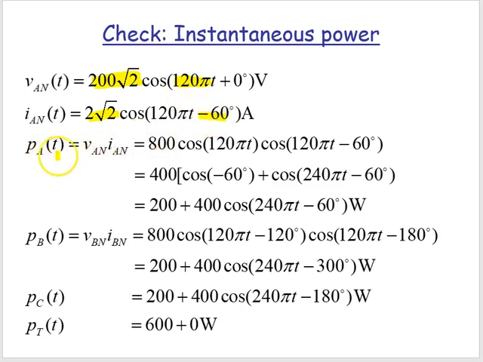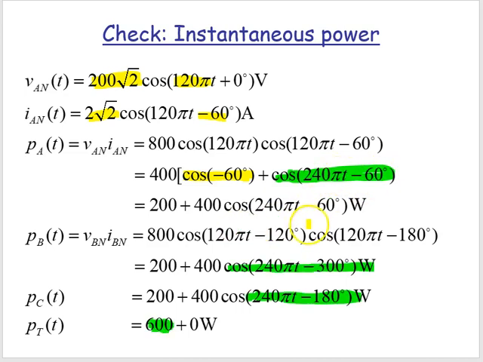Then our power in the time domain is just the product of the current times the voltage, but we have these two cosines, so we have to use our trig rule, where the product of two cosines is the cosine of the difference of the angles plus the cosine of the sum of the angles. The difference of the angles, we cancel out the omega t, so we just end up with the cosine of negative 60 degrees. And then the sum of the angles, we get 240 pi t, that's twice the frequency, minus 60 degrees.